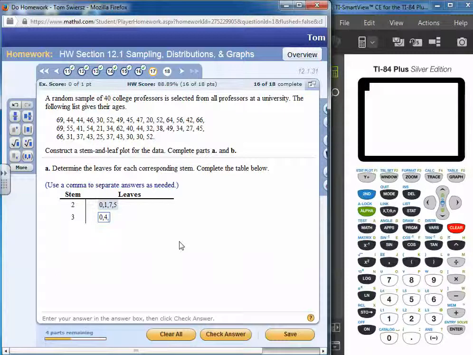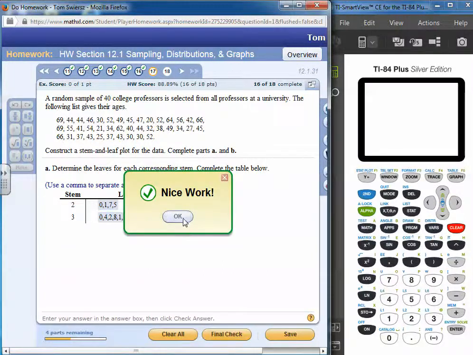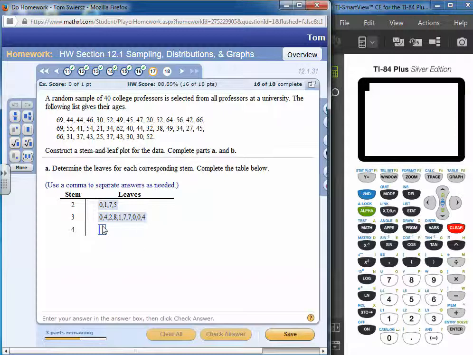34-year-old, 32-year-old, 38, 31, 37 twice, and two more professors in their 30s. Ooh, I missed a 4 from my list. There it is. We don't have to put them in order. Sorry, I missed a 4. There were two 34-year-olds. Okay, I'll try and go a little bit slower.